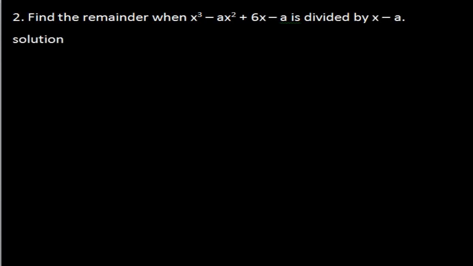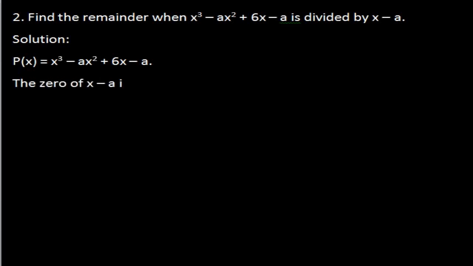And solution for this. So what is the polynomial p of x? Here our p of x is x cube minus ax square plus 6x minus a. This is our given polynomial. And the divisor here is given as x minus a. So the 0 of x minus a is a.